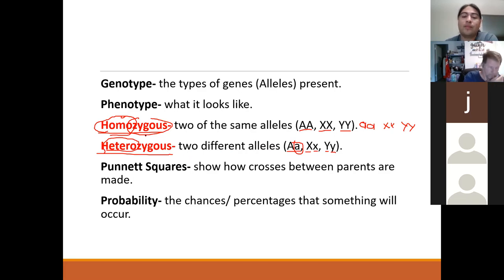Then there are other words over here, like probability, which is the chance of getting something or something that will occur. And we will learn after the break, what time is it? It's 7:01. Okay, so there is going to be a series of mathematical procedures that we do called the Punnett squares, which show how crosses between parents are made in order to get the probabilities for phenotypes and genotypes.